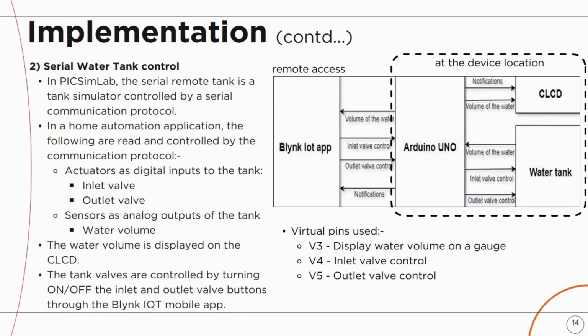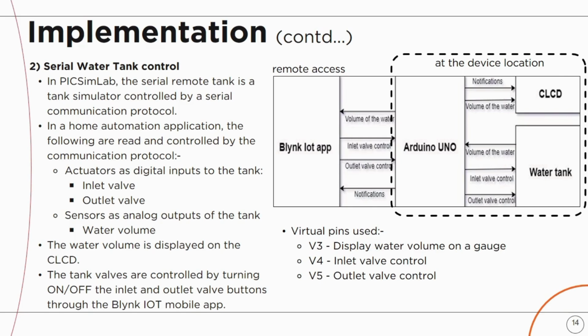The third requirement was serial water tank control. In PixSim Lab, the serial remote tank is a tank simulator controlled by a serial communication protocol. In this home automation application, the following sensors and actuators are read and controlled by this communication protocol. The actuators used are inlet valve and outlet valve, and the sensors used are water volume. The water volume is displayed on the CLCD and the Blynk app.